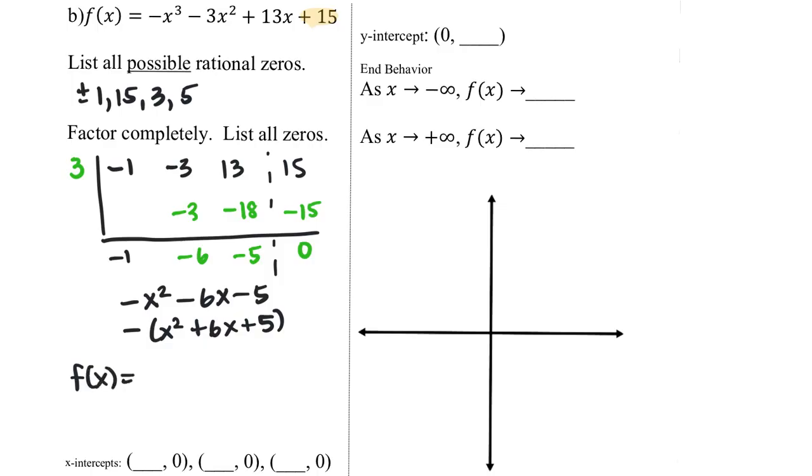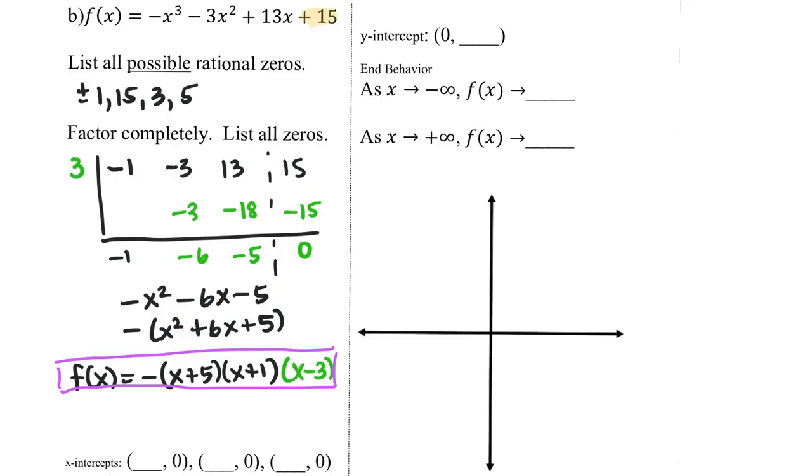Okay, let me finish factoring this. There's a negative in the front. What is that? 5 times 1 is 5. 5 plus 1 is 6. So this must be x plus 5, x plus 1. What am I missing? I'm missing the 0 I found at the beginning. So positive 3 means that the third factor must be x minus 3. The order does not matter as long as you have all the zeros. And I do need the negative in the front because if I multiply it out, it's going to work again.